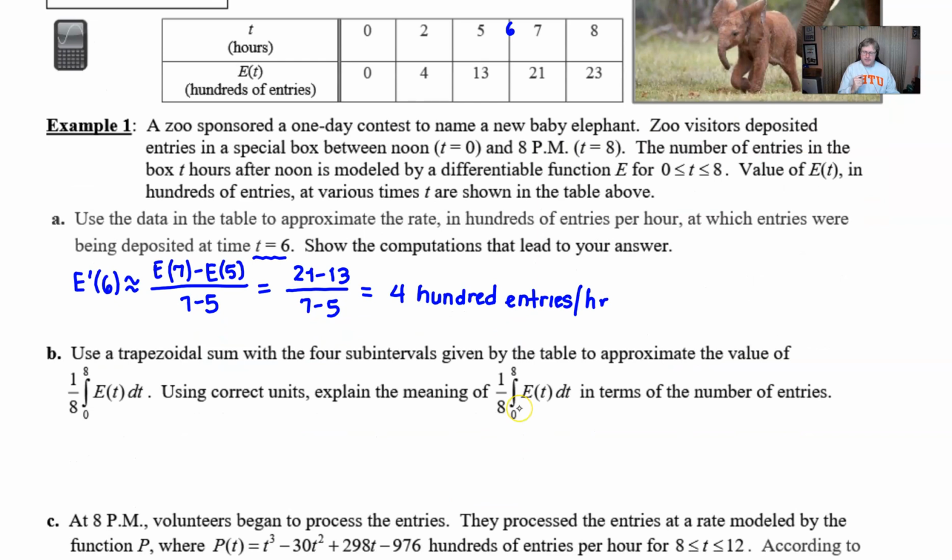Moving on to Part B. Use a trapezoidal sum with the 4 subintervals given by the table to approximate the value of 1/8 times the definite integral from 0 to 8 of E of t with respect to t.